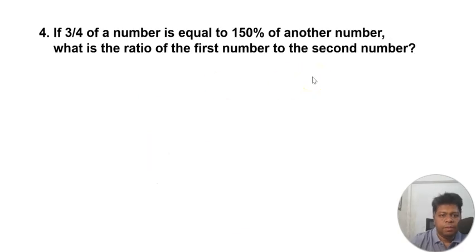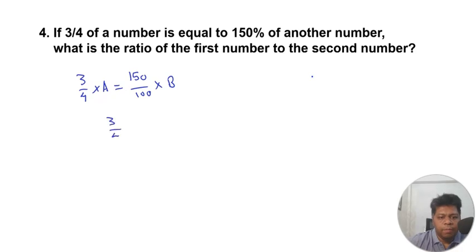Now the next question. 3 by 4 of a number is equal to 150% of another number. What is the ratio of the first number to the second? So you have to find out the ratio. 3 by 4 of a number, so I have to do multiplication. Say the first number is A, equal to 150% of the second number, 150 by 100, and assume the second number is B.